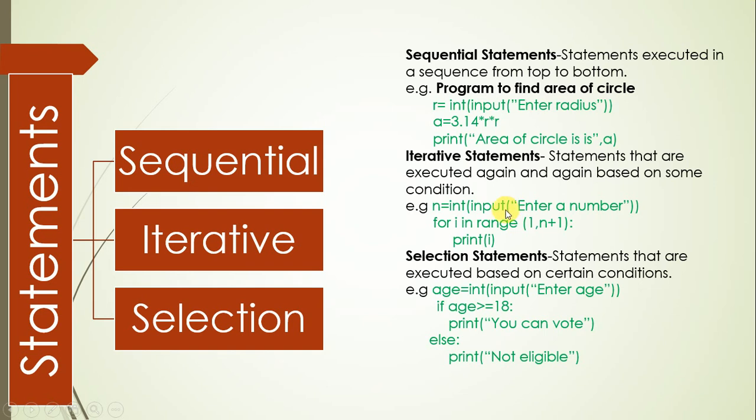So here the statement is executing again and again. This print statement will execute again and again because here we have specified a for loop. So this comes under the iterative statement.